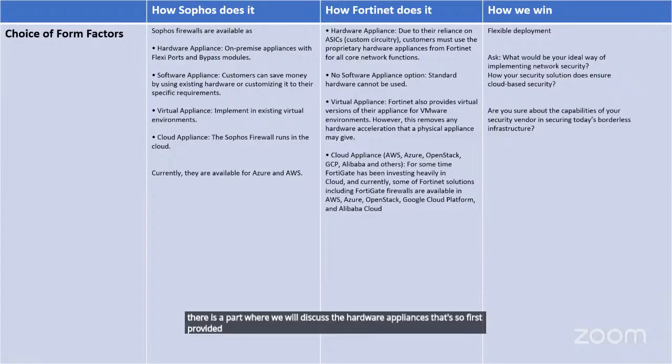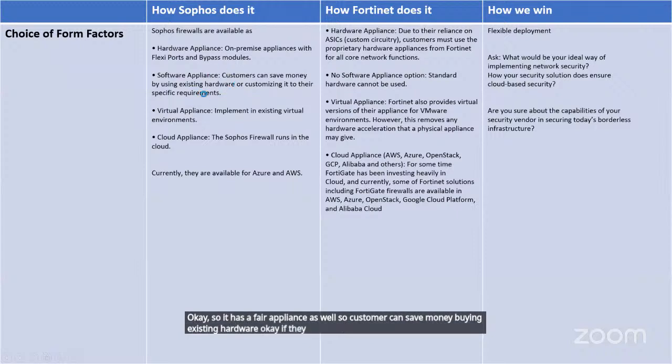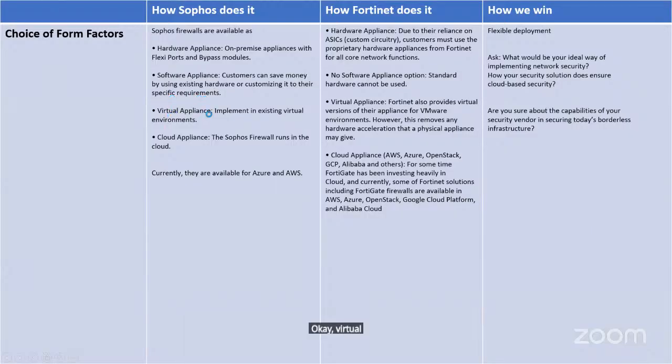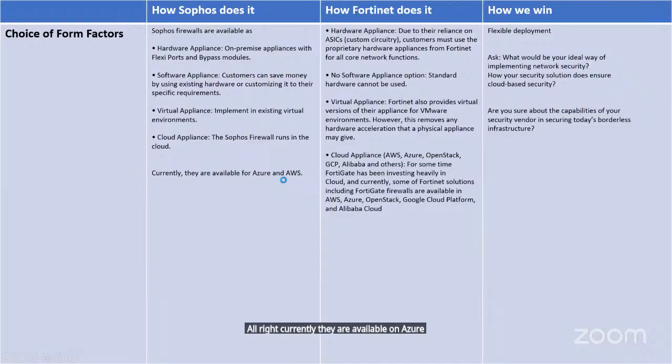Just like FortiGate provides, Sophos also provides hardware. It has a software appliance as well, so the customer can save money by buying existing hardware. If pricing is an issue, then a software appliance is available, and they can customize it to their specific requirements. Virtual appliances are also available, same as FortiGate, for implementation in the virtual environment. There is also a cloud appliance: you can deploy Sophos Firewall in your cloud to protect your internal resources. Currently they are available on Azure and AWS.